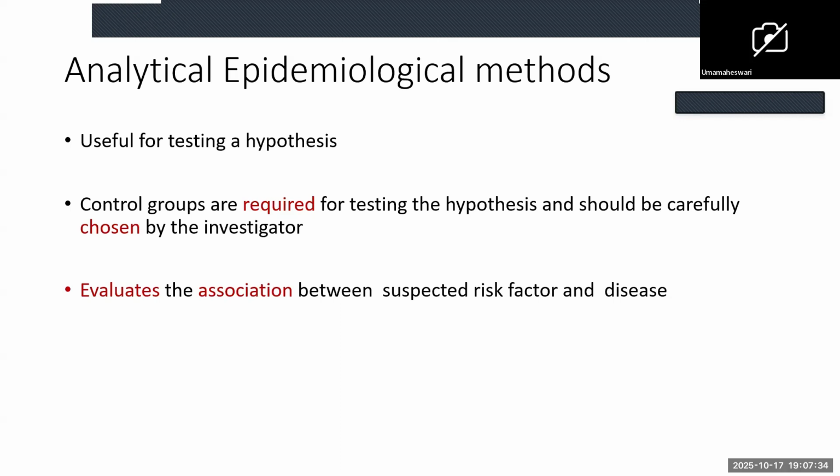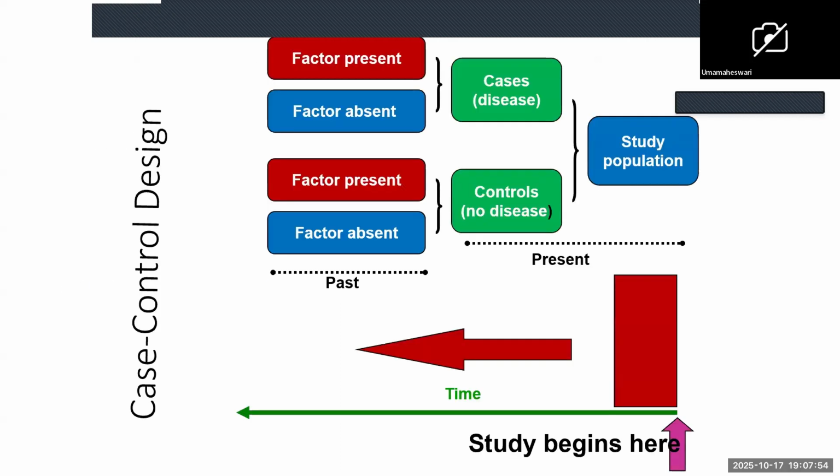So this is useful for testing a hypothesis. Here, the control groups are required for testing the hypothesis, and the control group should be carefully designed and chosen by the investigator. It evaluates the association between a suspected risk factor and the disease.